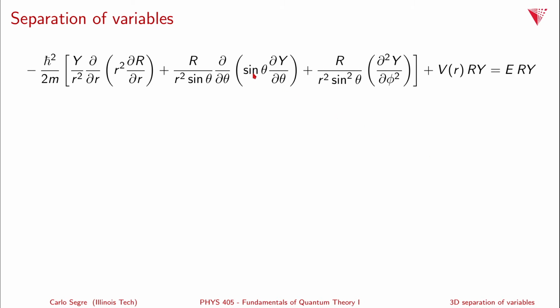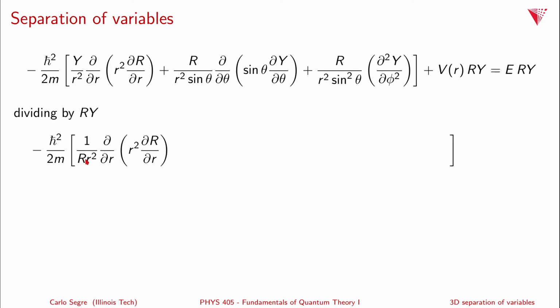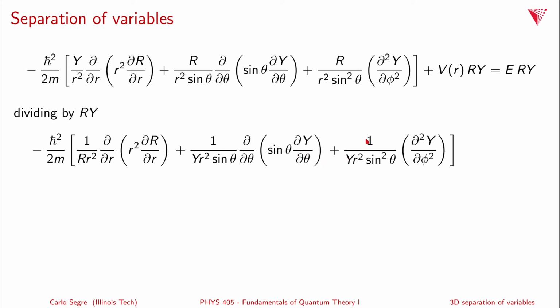Well, with this expression now, we're going to divide by RY. And when we do that, we get minus h bar squared over 2m. And then we have 1 over capital R times r squared, partial with respect to r of r squared, partial of capital R with respect to r, plus 1 over Y r squared sine theta, partial with respect to theta of sine theta, partial of Y with respect to theta. And then I get 1 over Y r squared sine squared theta, partial squared of Y with respect to phi squared. And in these two terms, we just have V plus V of r equals E.